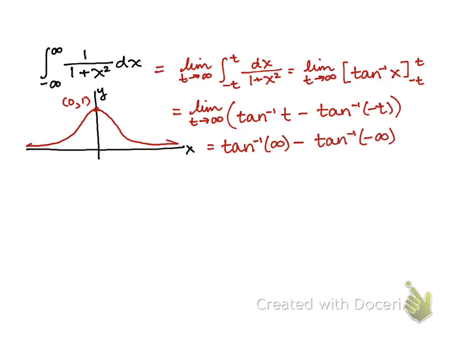So now you need to think about the inverse tangent graph. So let's quickly sketch that. Inverse tangent looks like this. We have asymptotes here and here. And then this is at pi over 2, and this is at negative pi over 2. And then the graph looks like this.